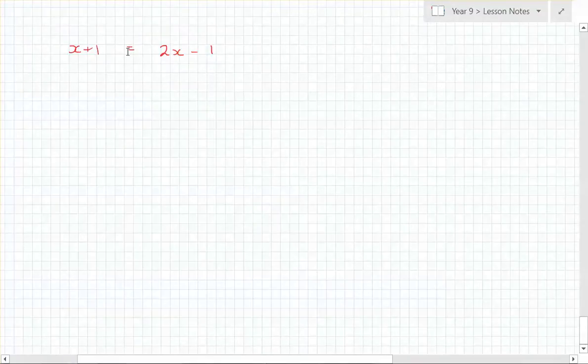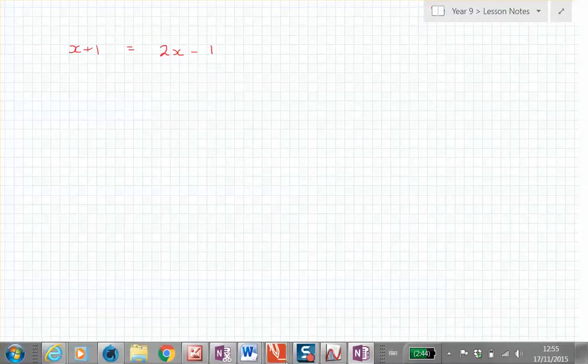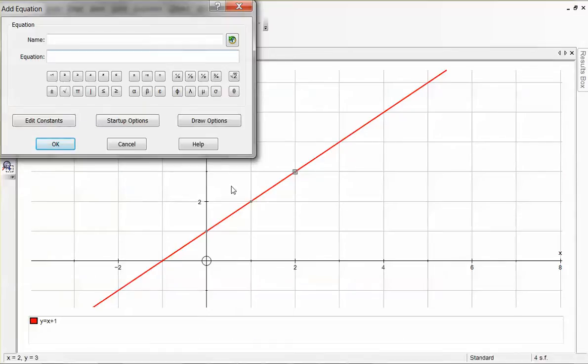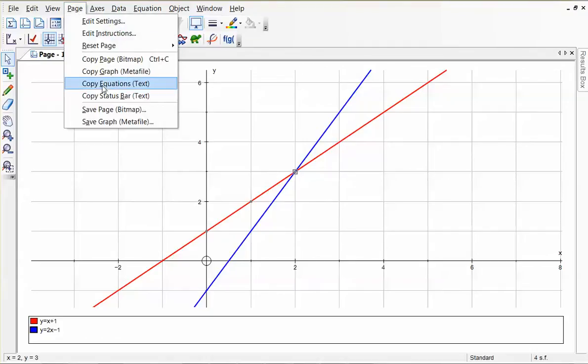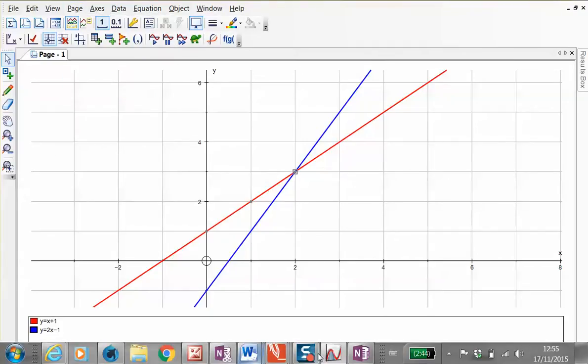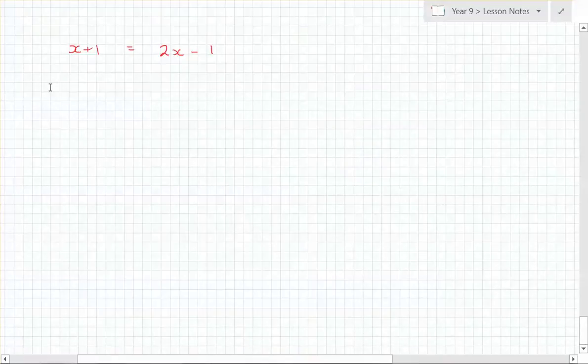The other line I need to draw is y equals 2x minus 1. So let's draw y equals 2x minus 1. Right? So, what do you notice about the two lines? They intersect. I'm just going to copy that and we'll move it back over here because it's nice and easy.